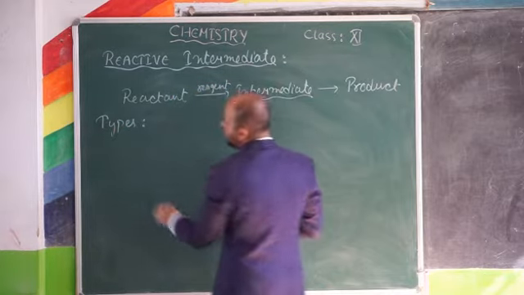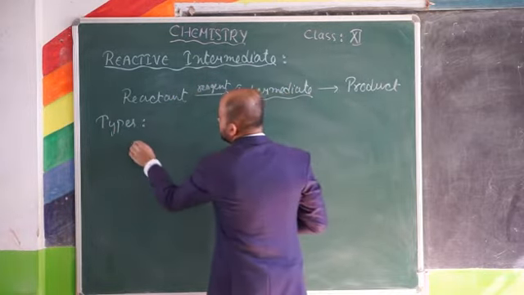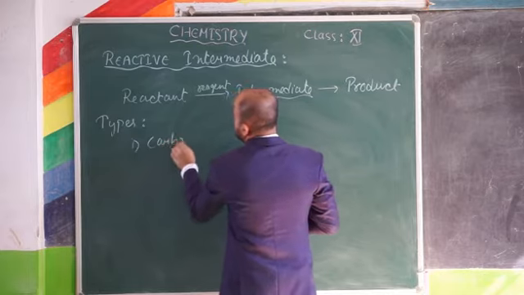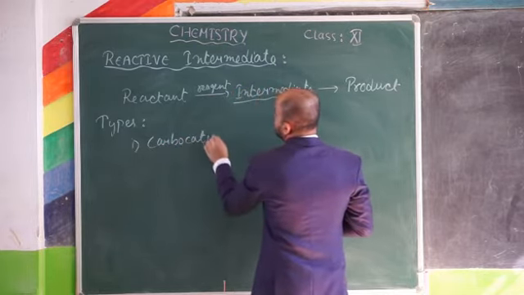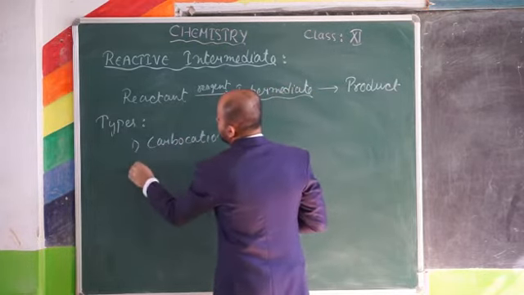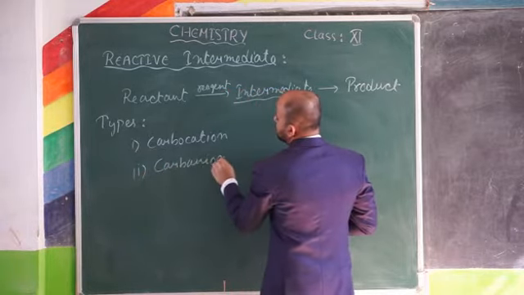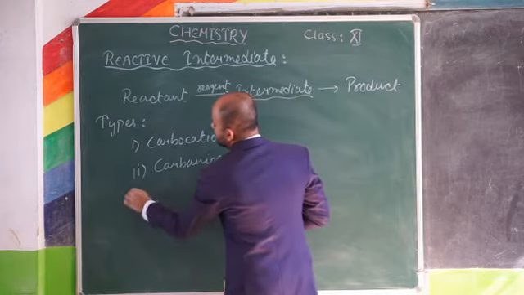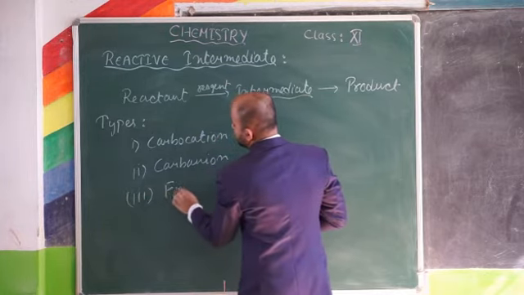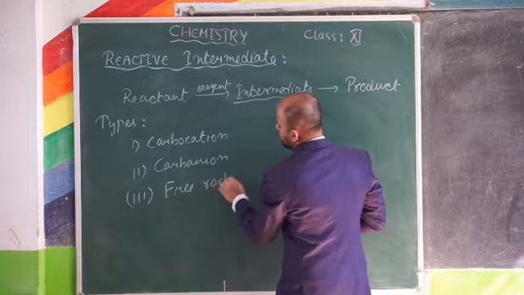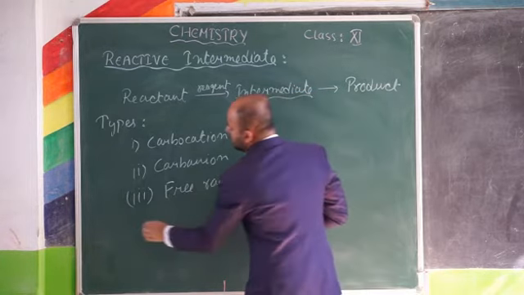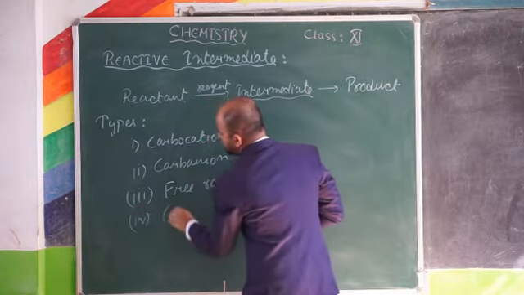Types of reactive intermediate. The first one is carbocation. The second one is carbanion. The third one is free radical. And the fourth one is the carbene.